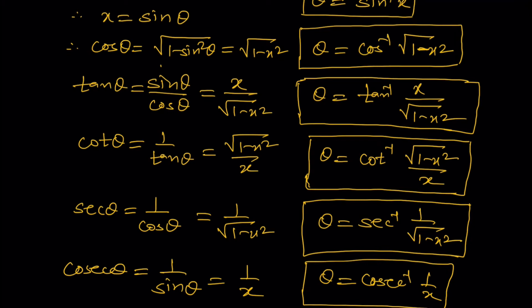Therefore we got sine inverse x is equal to cos inverse of root 1 minus x square, is tan inverse of x upon root 1 minus x square, is cot inverse of root 1 minus x square upon x, is same as sec inverse of 1 upon root 1 minus x square, is same as cosec inverse of 1 by x. Let's proceed with the next one.